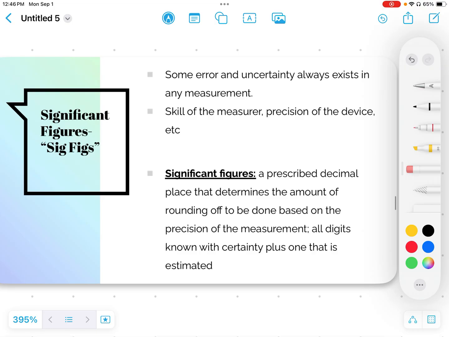And so we have what's known as significant figures. It's a prescribed decimal place that determines the amount of rounding off to be done based on the precision of the measurement. So it's basically saying that all the digits are known with certainty, plus one that is estimated. Whenever we say we're going to a certain sig fig, we're saying that those numbers are definite and we know those for sure. That last digit in the number is where the rounding is taking place, so that's where the error is going to occur.